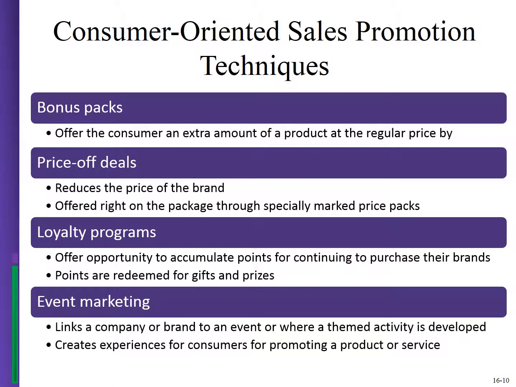You have bonus packs. Now, bonus packs will offer the consumer an extra amount of product at the regular price. So maybe, for example, you might get 30% more shampoo, or you might get 30% more 409 in a bottle. Those are examples of bonus packs. Price off deals will reduce the price of the product right there. So you might see on there 35 cents off. And again, it's offered right there on the packaging.